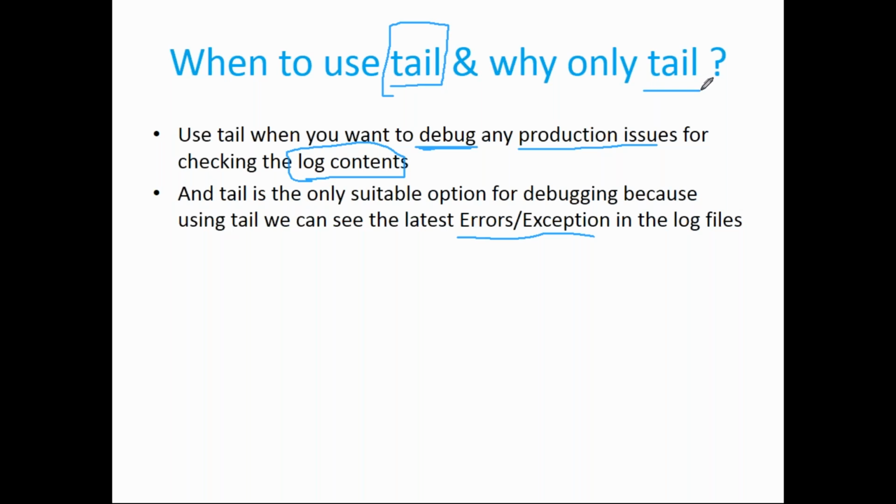Again, there are different ways to see the file contents or log file contents using head, tail, cat, more or less. Why are you preferring only tail? Because that will give you a kind of updated logs. It will give you the latest logs, because we are seeing the file content from the last. You would be in a better position to see if there are any errors or exceptions in the latest happenings in the log file. Got it, guys? When to use tail and why only tail?